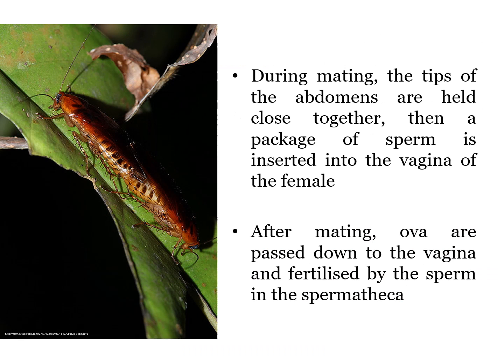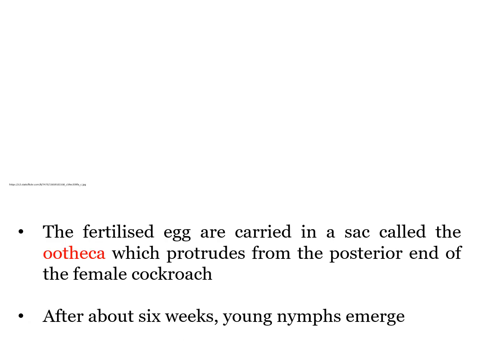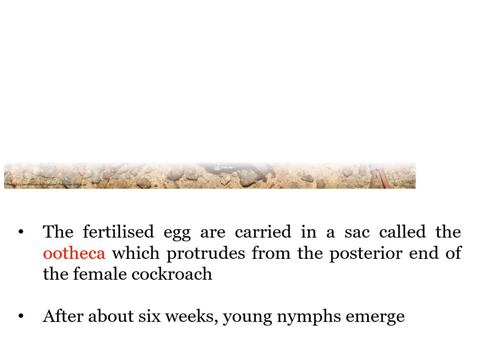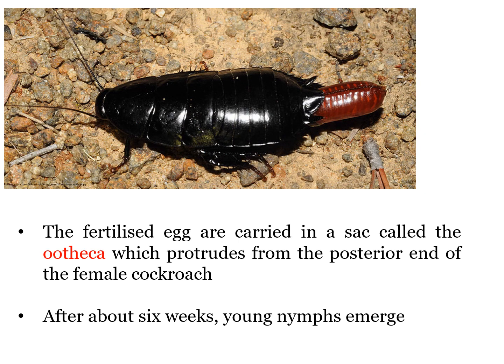During mating, as both male and female are facing away from each other, a package of sperm is inserted into the female's vagina. Once the copulation is over, eggs from the ovary are passed down to the vagina and fertilized by the sperm in the spermatheca. The fertilized eggs are carried in the ootheca, which is usually observed at the posterior end of the female cockroaches.